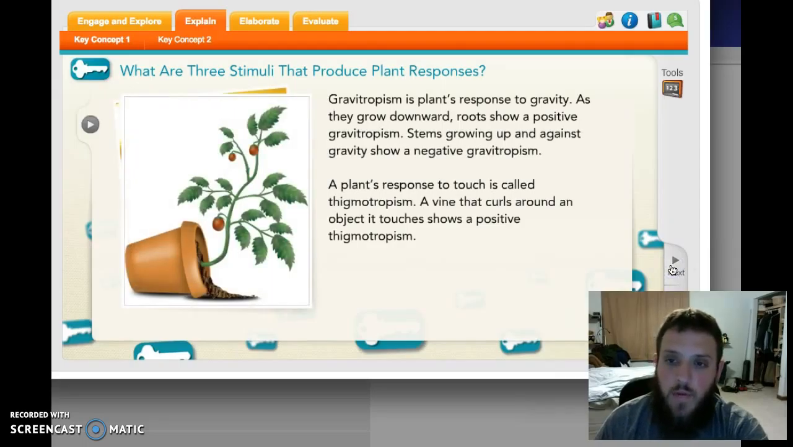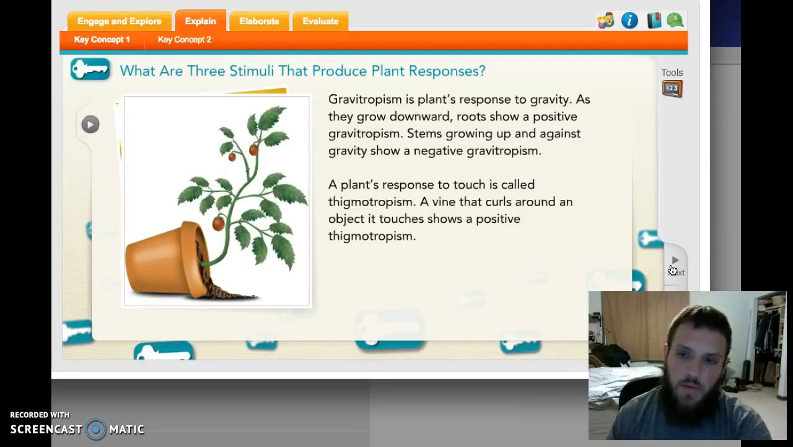So gravitropism is the tropism to gravity. It's how the plant responds to gravity. They grow downward. The roots have a positive gravitropism. They move towards the direction of gravity. Stems have a negative gravitropism. They grow up, they grow away from gravity.